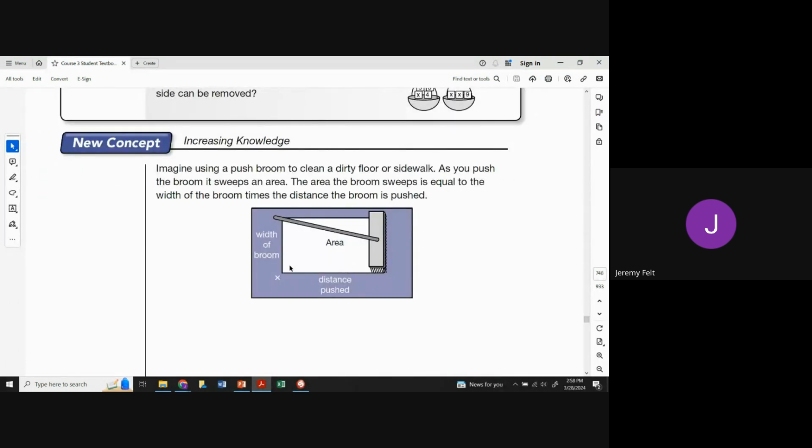So if we look at this, the width of the broom, again, keeping it flat on the ground or the surface and pushing it directly forward, it's going to create a rectangular area right there. It's not going to be getting wider as it goes or more narrow. The length of the broom is going to be the same no matter where we go.